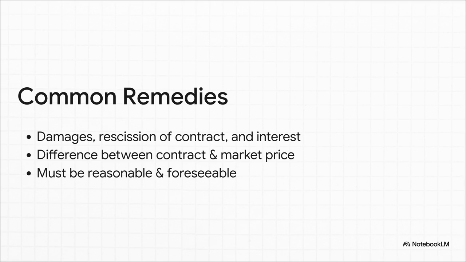Let's deliberately dissect this mathematical formula. The standard measure is simply the contract price versus market price on the exact date of the breach. Say you agreed to buy goods at 100 rupees. The seller fails to deliver, and the market price that day has jumped to 120 rupees. Your damages are exactly 20 rupees. Simple, right? But I must fiercely emphasize the core legal principle here: foreseeability. You cannot claim remote imaginary losses. Compensation has to be reasonable.